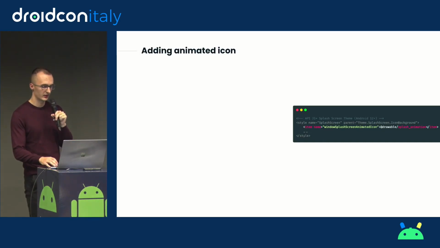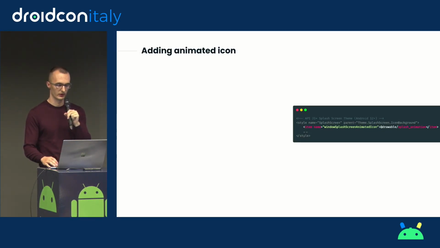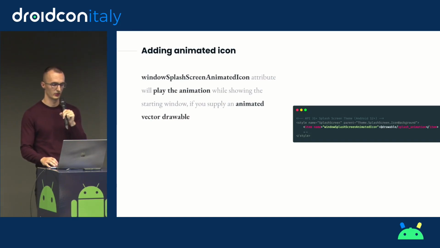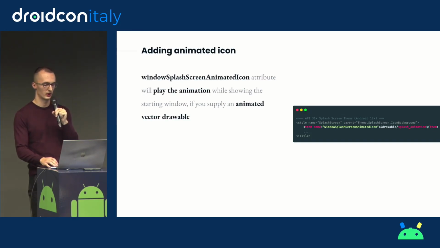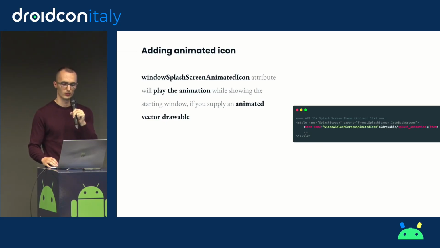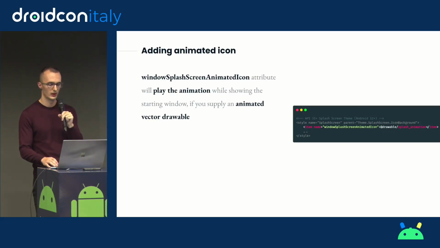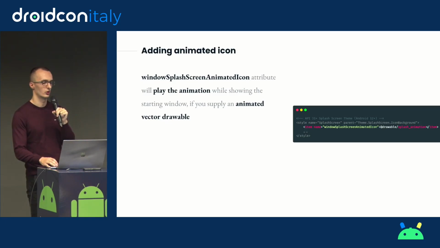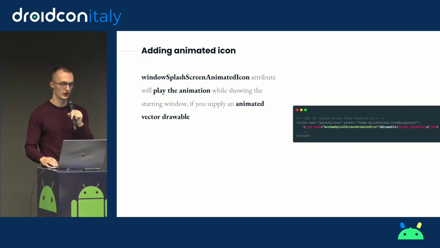To add an animated icon, we use the same attribute as when we added a regular icon, so that's the window SplashScreen animated icon attribute. However, the difference is that now we provide an animated vector drawable instead of the regular drawable. So when you provide an animated vector drawable as the value for this attribute, your animation will automatically be played.